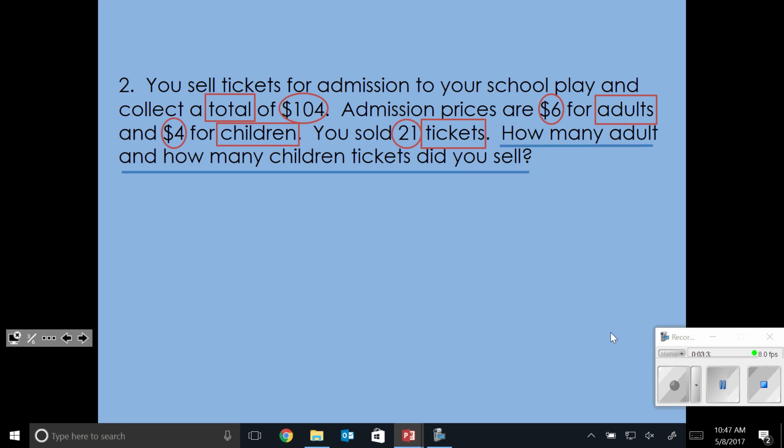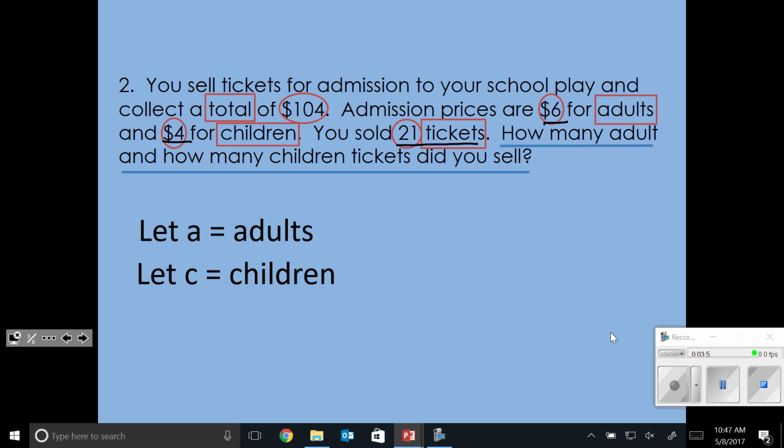So you have that it's a total of $104. You have the price for adults, and you have the price for children. And then you have how many tickets that you sold. So if our question is asking about how many adult and how many children tickets, that's what our letters, our variables are going to be related to. So let's let A equal the adult tickets and C equal the children tickets.